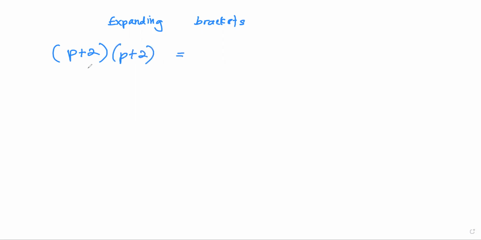Normally what we will do is, this one, the p, we will times the bracket at the back. So this p has to times the p plus 2, like this. And then the next one, the 2 at the back, will also times the p plus 2 here. Okay, we can do it this way.